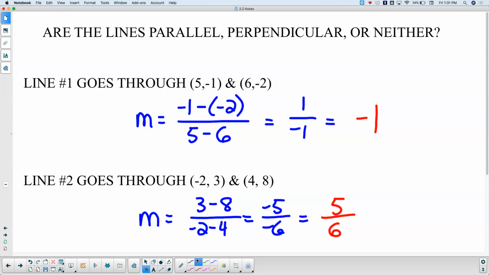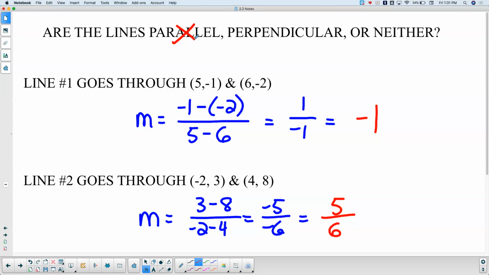Alright, so I put the slopes in red. I distinguished them. So that's what we're looking at. We're looking at the two red numbers. Are they the same? No, they're not the same. Okay? So therefore, they are not parallel.